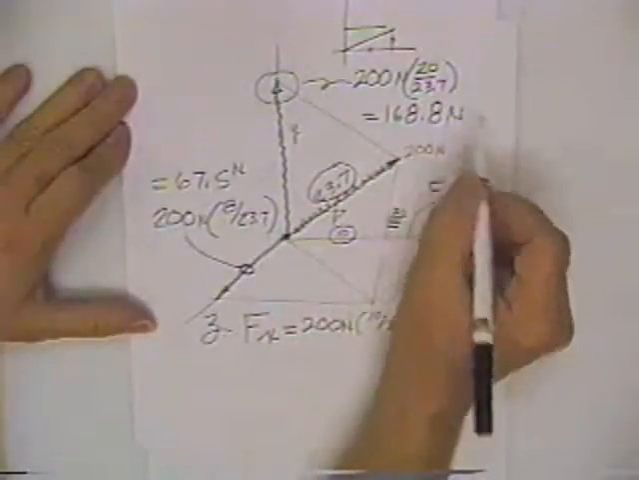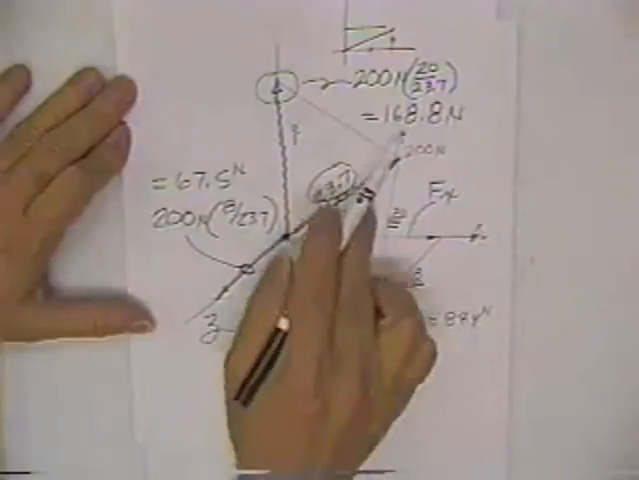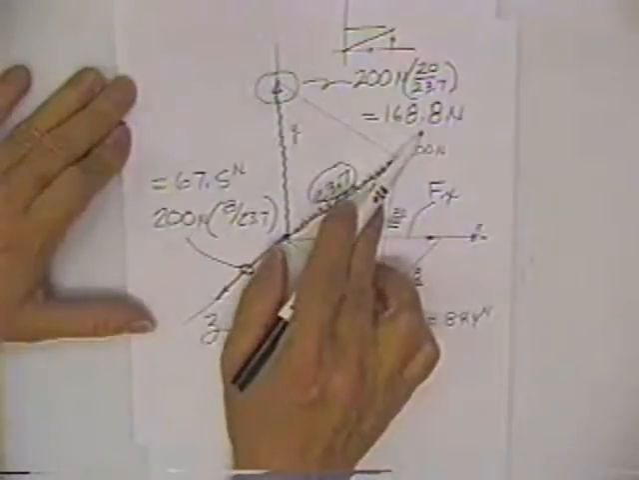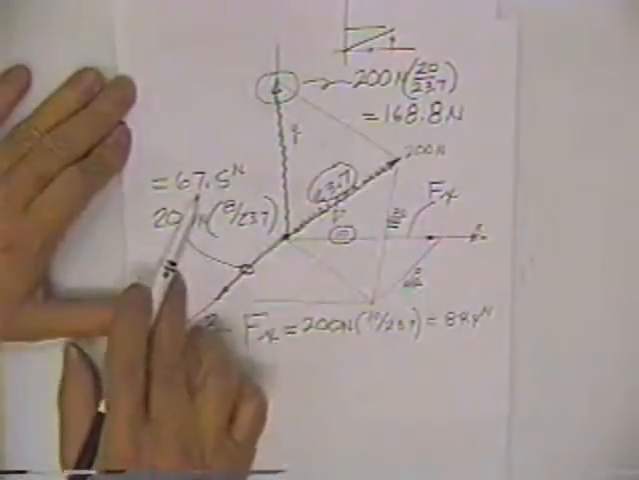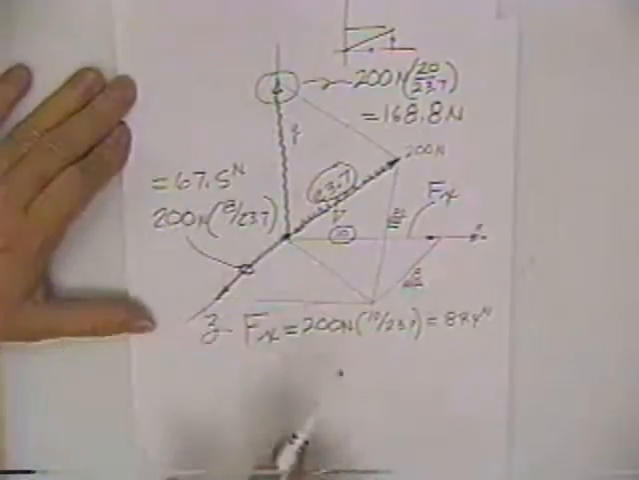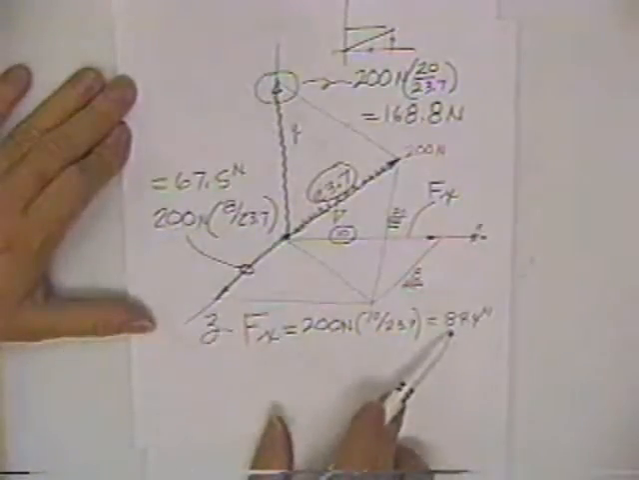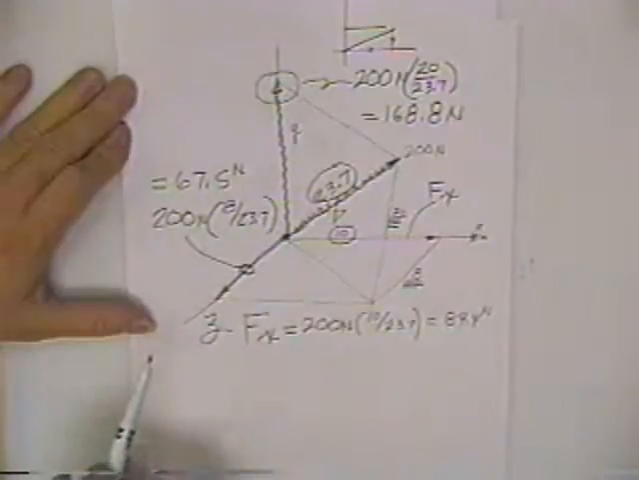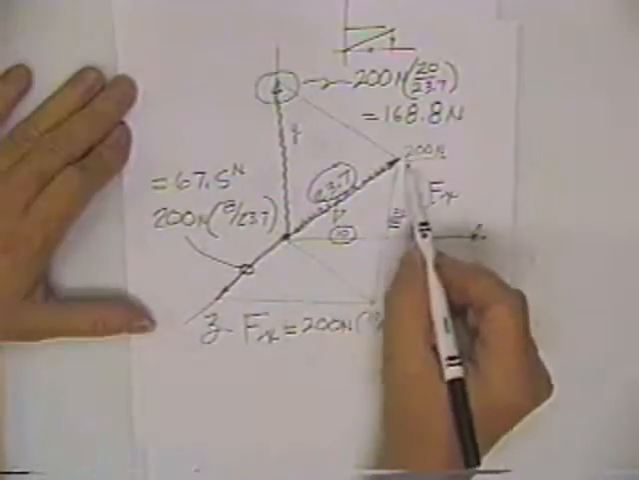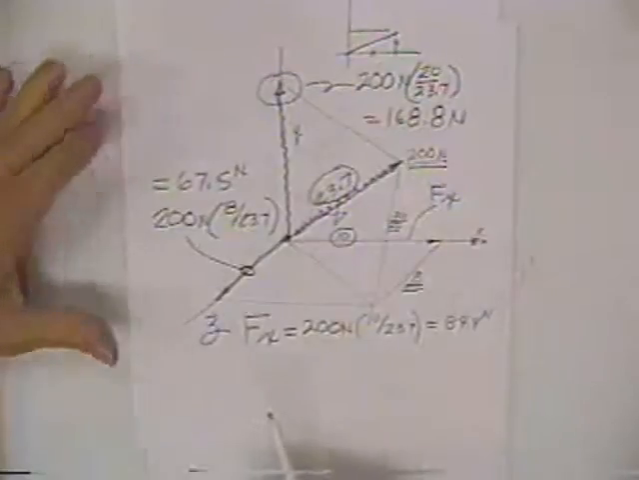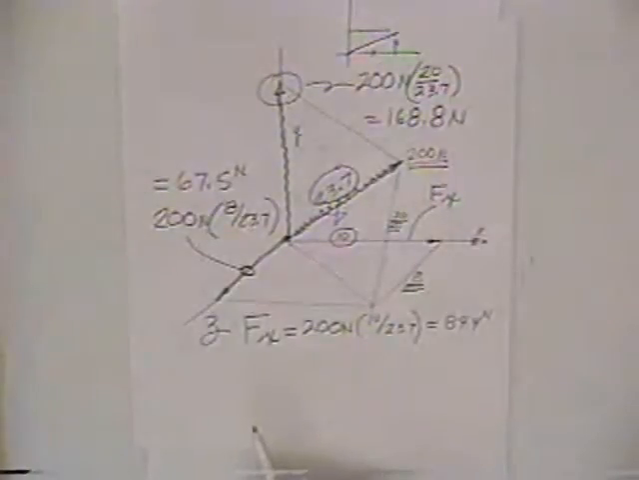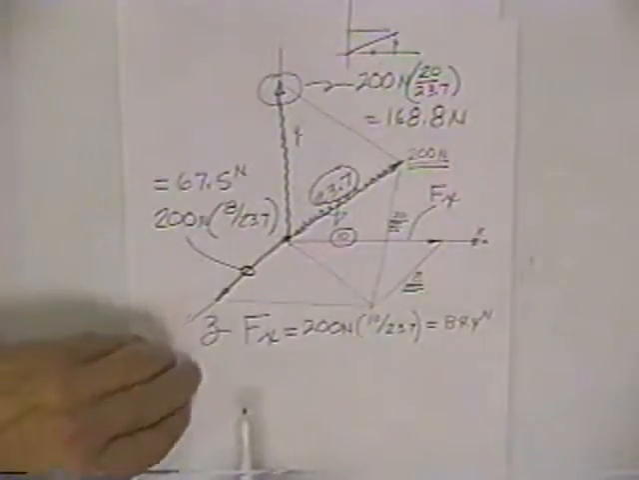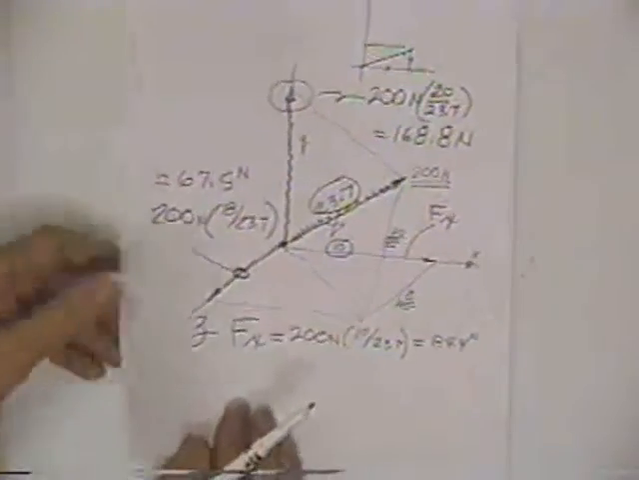168.8 newtons. Then if you take 168.8, square it, plus 67.5 and square it, plus 84.4 and square it, and hit the square root button when you add those three together, you ought to come out with about 200 newtons. And if it doesn't, then you just got a mistake in there. You'll have to dig it out. So that's how you find out a three-dimensional force's projection upon axes.